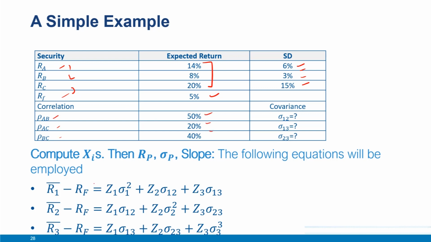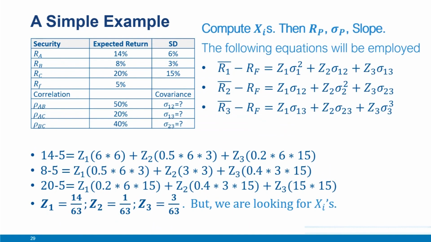All we need to do is formulate the three equations for finding the optimum proportions. Recall that these were the equations: R1 bar minus Rf equal to Z1 sigma 1 square, Z2 sigma 1 2 plus Z3 sigma 1 3 and so on. In this case, there are only three securities, so we'll have a system of three equations and three unknowns, that is Z1, Z2, Z3. So let's substitute the values. For example, the first equation is R1 bar minus Rf equal to Z1 sigma 1 square, Z2 sigma 1 2 and Z3 sigma 1 3.